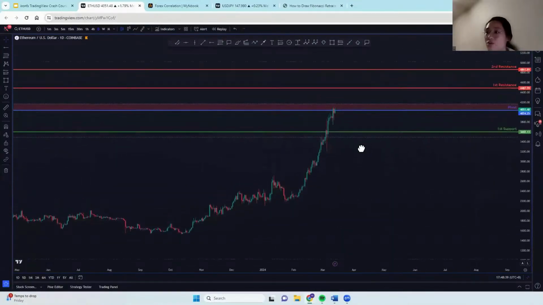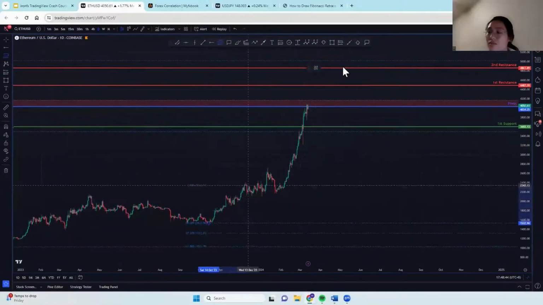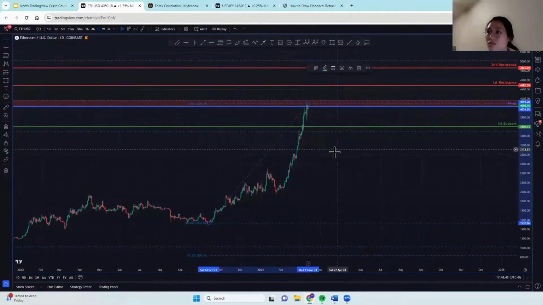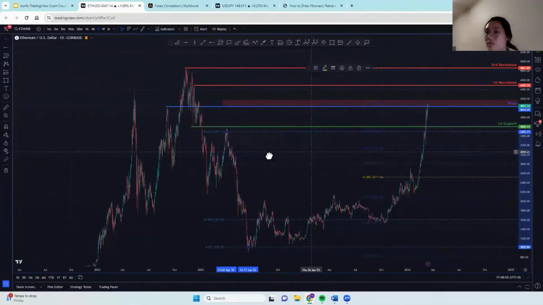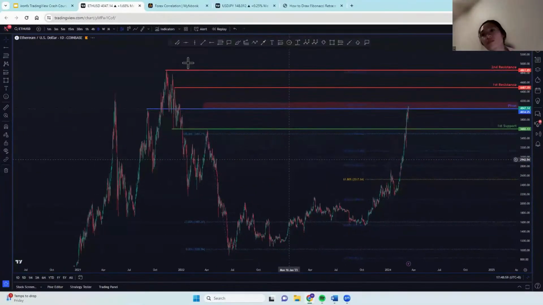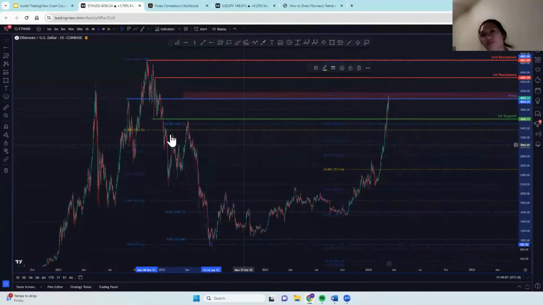And now I'm gonna use a retracement. You can see my 23.6 lines up with my first support. Again, looking for retracement. Can see my 78.6 lines up with my pivot.